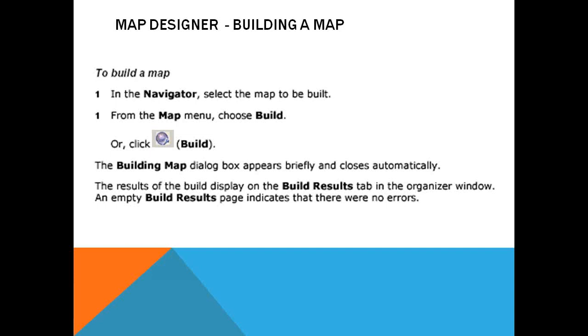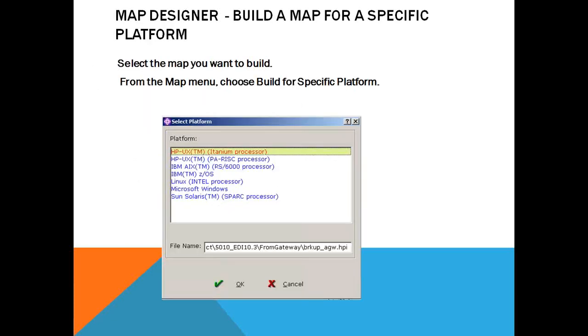This is the icon for build. When you build a map, these are the different platforms available to build: Itanium processor, PA, HP-UX processor, IBM AIX, z/OS, Linux, Windows, Sun Solaris. So these are all the platforms we can build a map for. By default, when you just click and build, it will build for Windows. If you want a map to run on a different server, you can do it.